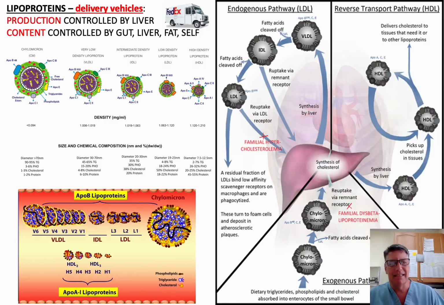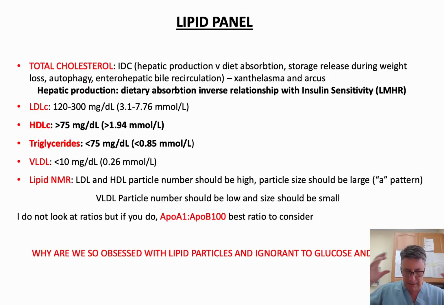So size does matter. And you want big fluffy LDL, big fluffy VLDL, big fluffy LDL, and small VLDL, small low number VLDL with big fluffy chylomicrons at mealtimes. So let's look at the blood work. How is that all reflected in the blood work?